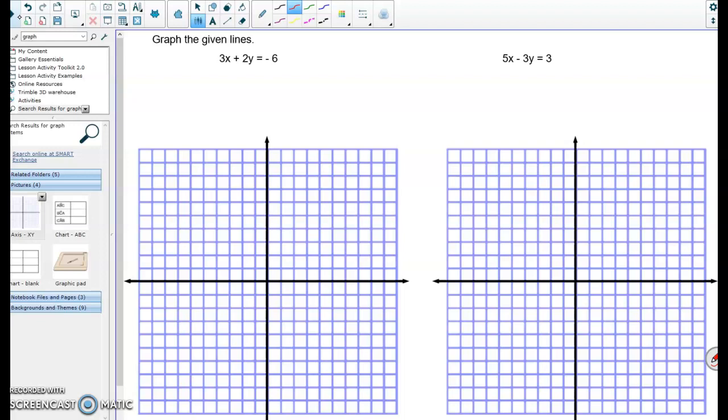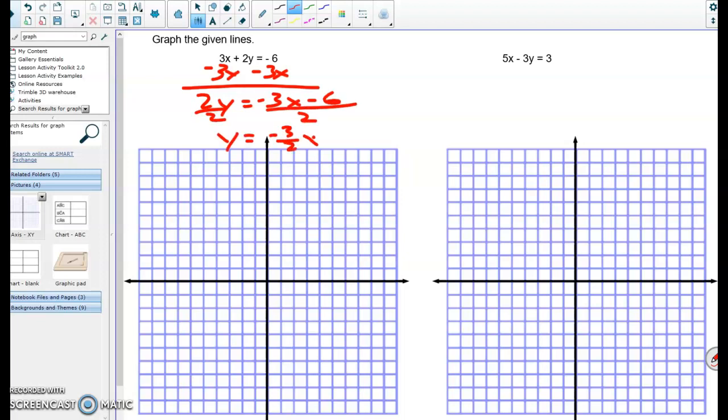Finally, graphing the lines. I'm subtracting 3x on both sides. 2y equals negative 3x minus 6. Dividing by 2, y equals negative 3/2 x minus 3. Alright, negative 3 is my y-intercept. My slope of negative 3/2. Up 3, left 2. Oops. Up 3, left 2. Down 3, right 2. And that's what my line should look like.